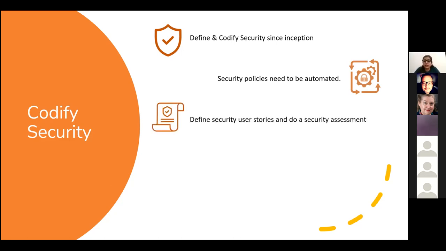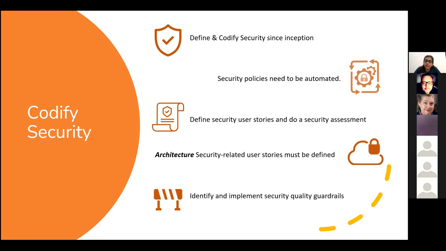Next is defining security user stories. We need to define the security user stories and do a security assessment of the application and the infrastructure. Architecture-based security user stories must also be defined, just like how we define the normal feature stories. This process will ensure that security is not ignored. The final point here is to identify and implement security quality guardrails. Like we saw in scenario two, at every step of the software development process we have the opportunity to give feedback and look for security issues or enhance security quality as and when we go.